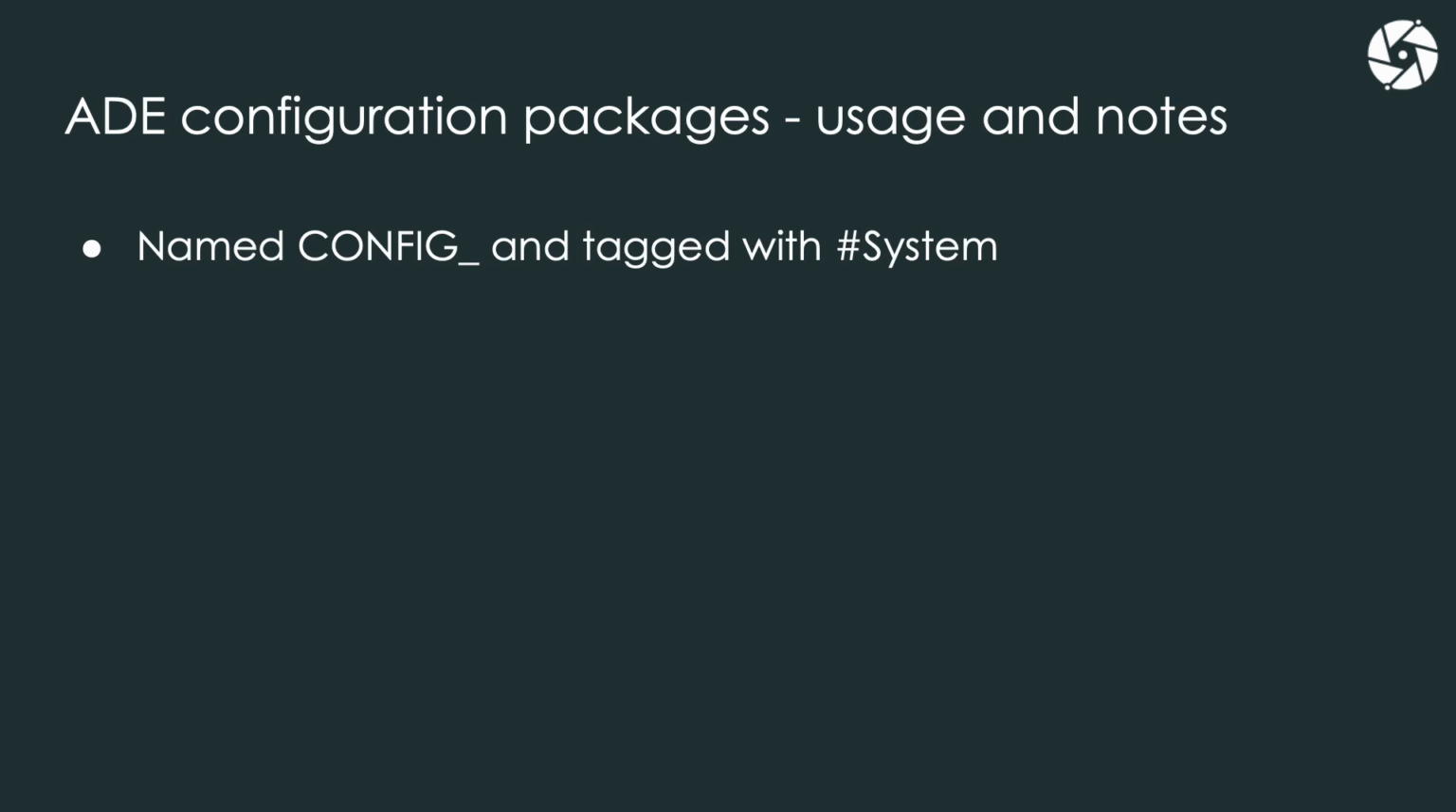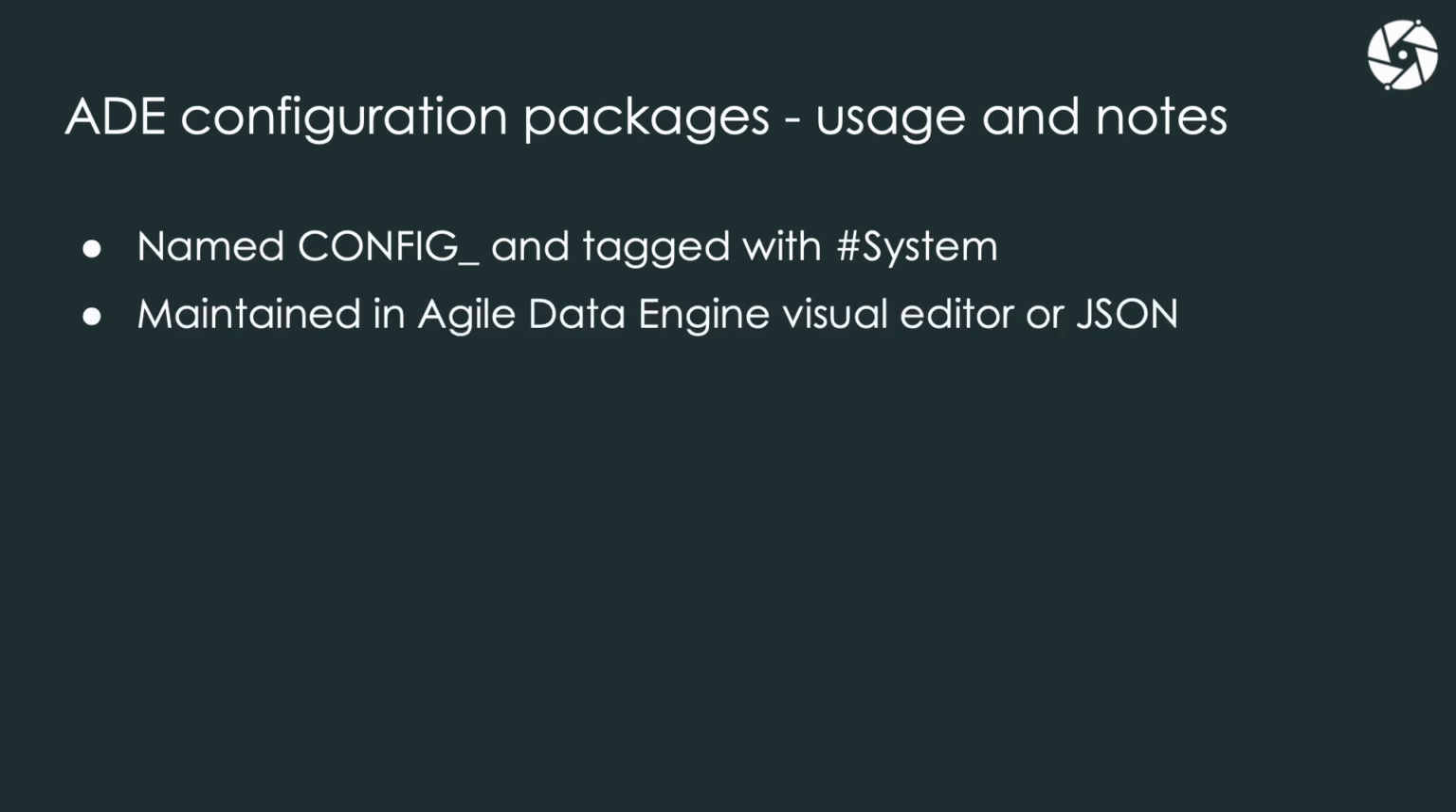The names of Agile Data Engine configuration packages start with config and underscore and are tagged with #system. Some packages, such as load schedules configuration, have a visual editor, and others are maintained in JSON format. In order to make changes to such a configuration package, edit it directly in Agile Data Engine Designer or export it and use an external editor and import it back in Designer.